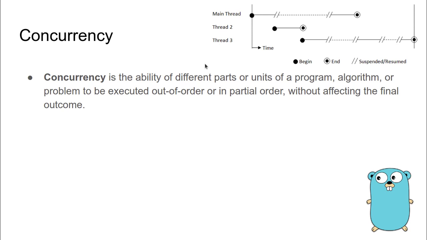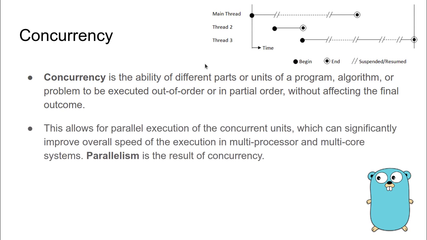Now, what is the benefit of concurrency? Well, concurrency leads to a very important concept which is called parallelism. So, concurrency allows for parallel execution of the concurrent units, which can significantly improve the overall speed of execution, especially in multiprocessor and multi-core systems. Therefore, parallelism is the result of concurrency.